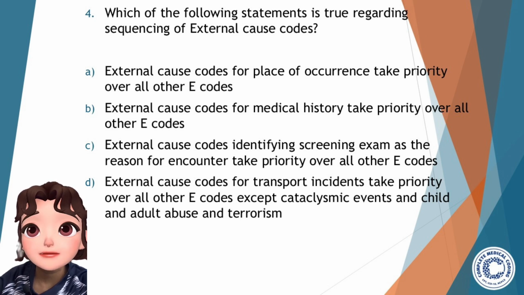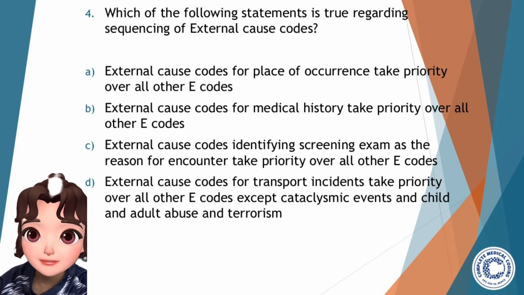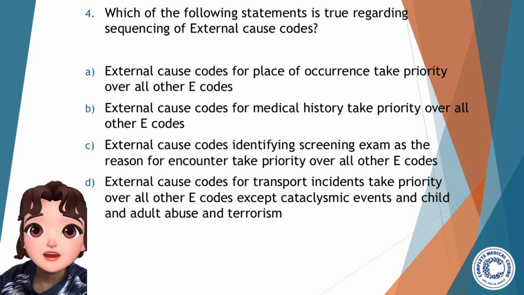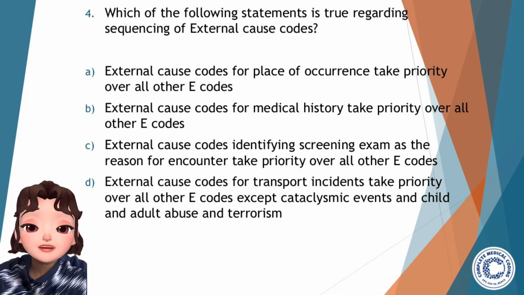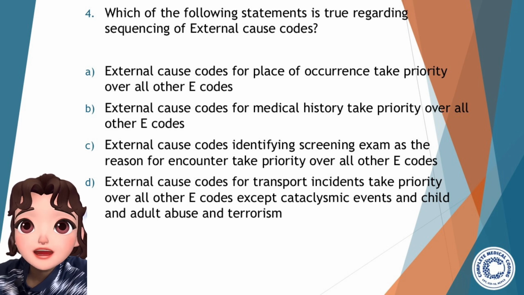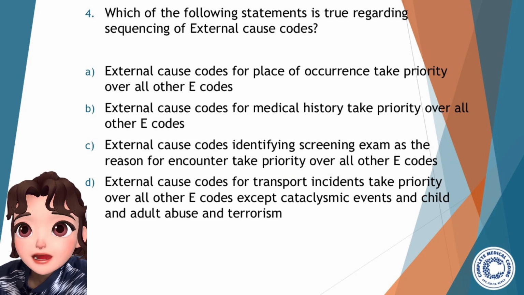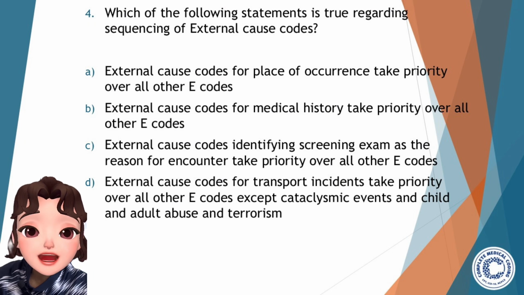External cause codes for the place of occurrence means the place in which the external cause, the injury, has occurred. No. Option B. External cause codes for medical history take priority over all other E codes. If there is any medical history, which takes priority, means which we need to code first. No. Option C. External cause codes identifying screening exam as the reason for encounter take priority over all other E codes. If there is any screening examination.